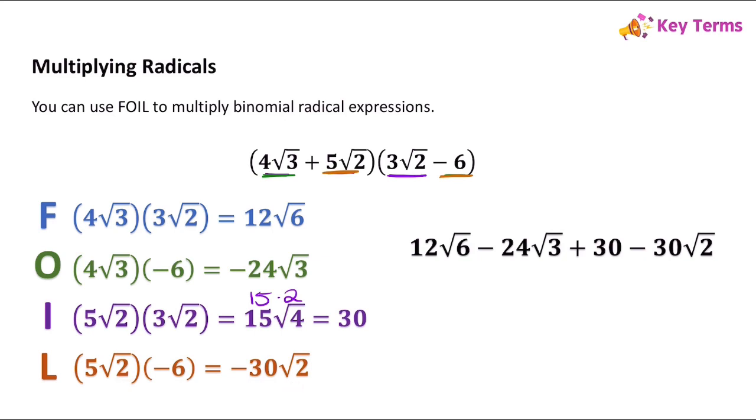Then our last step will be to add up all these terms. So we have 12 square root of 6 minus 24 square root of 3 plus 30 minus 30 square root of 2. Notice that these are all unlike terms, so that's why we just have to leave them like this.